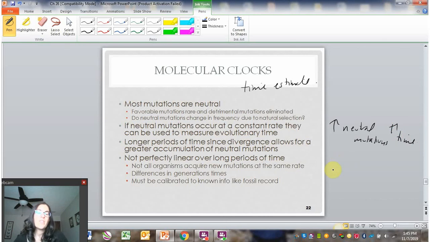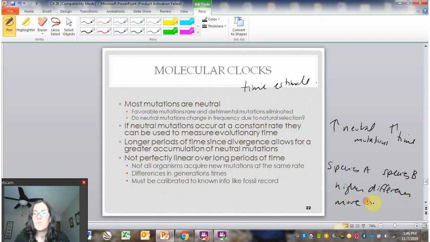Okay, so if I look at the difference in those mutations between two species, so if I compare species A to species B, the higher the number of differences, the more time since they've diverged from each other. So the more time since they diverged from their ancestor. So longer periods of time since divergence equals a greater number of neutral mutations. The opposite is also true. Shorter periods of time, less neutral mutation differences.